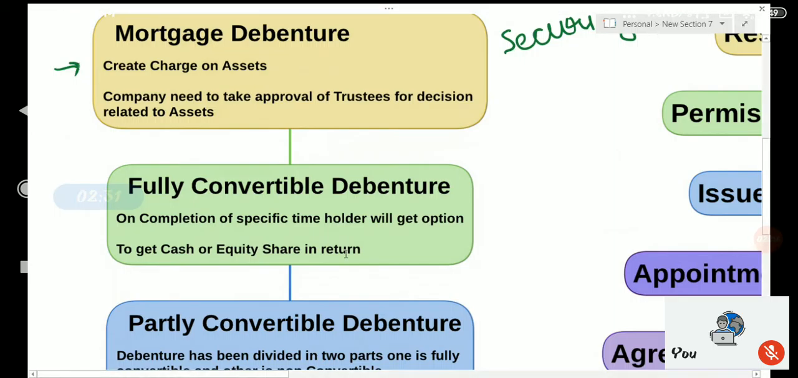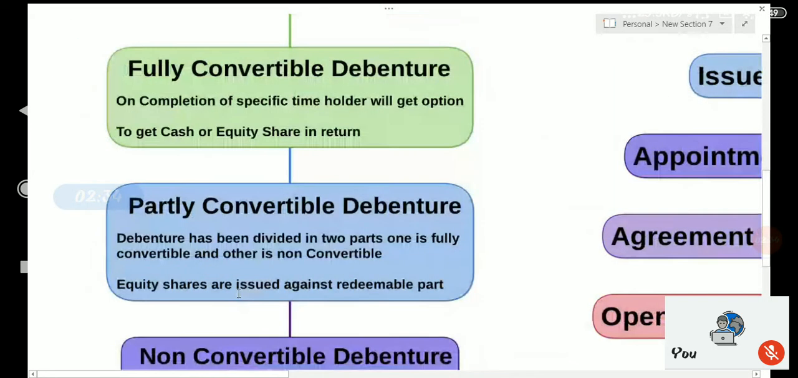The next point is partly convertible debenture. Here debentures are divided in two parts. All the debenture holders will have a debenture which is divided in two parts. One part will have a convertible portion and another part will have a non-convertible portion. The convertible portion will get converted into equity shares and the non-convertible portion will get converted into cash. So at the time of redemption of these debentures, debenture holders will get both equity shares and cash. Whereas in the fully convertible case, debenture holders have only one option: either they can accept equity shares or they can accept cash.